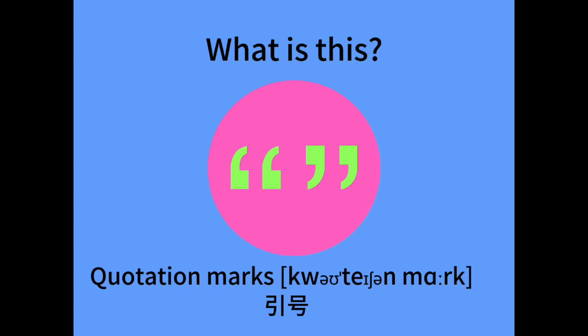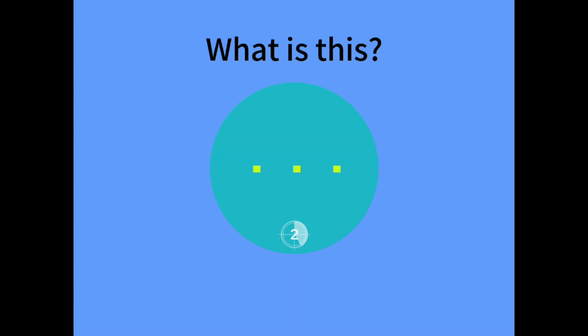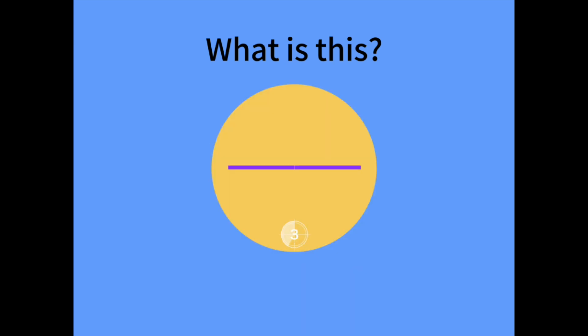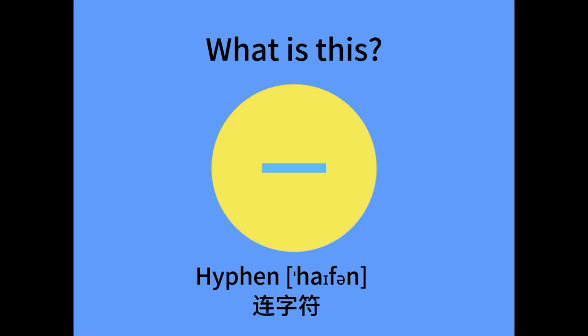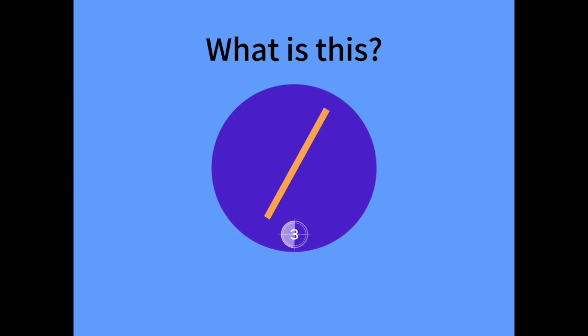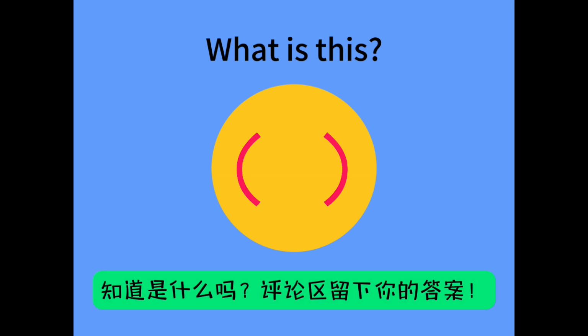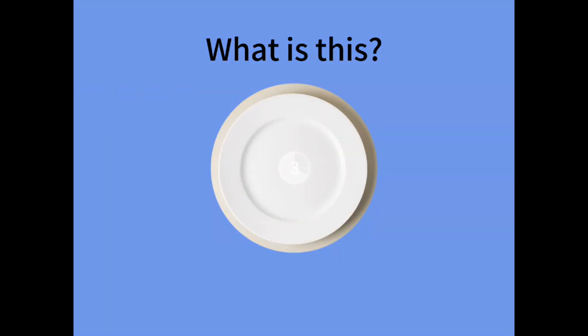What is this? Quotation marks. What is this? Ellipsis. What is this? Dash. What is this? Hyphen. What is this? Slash.